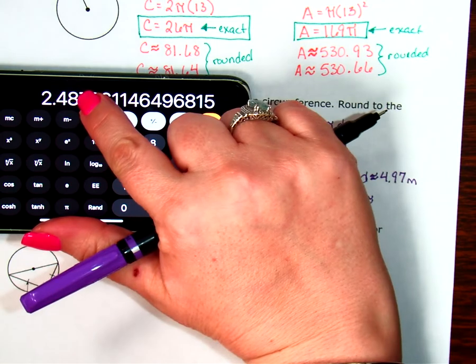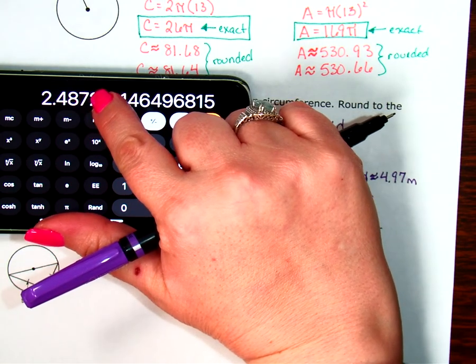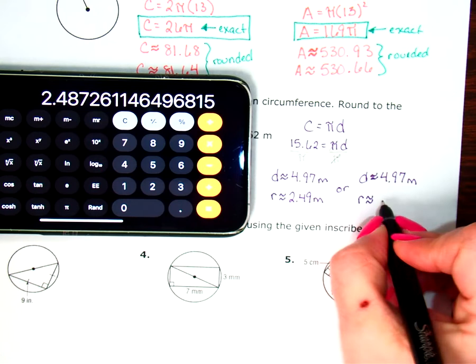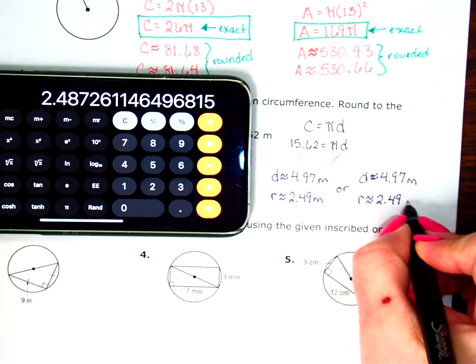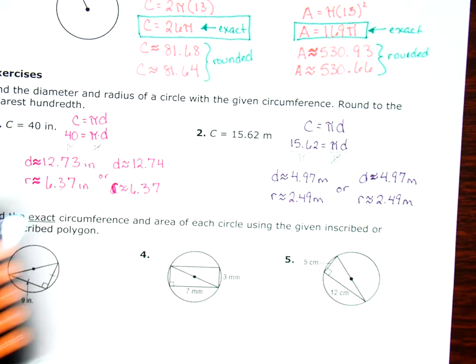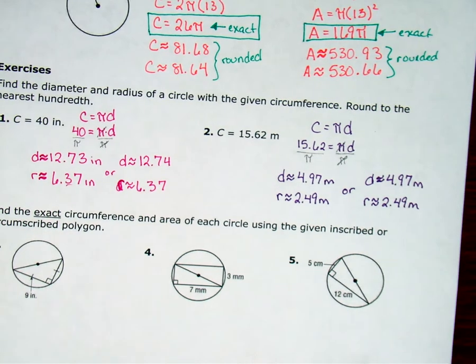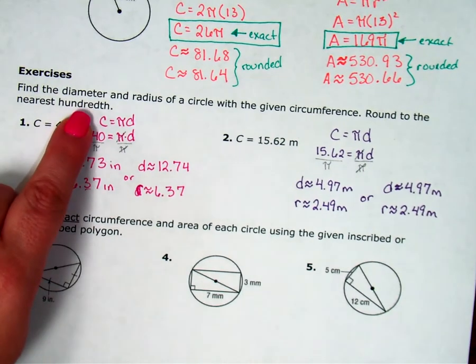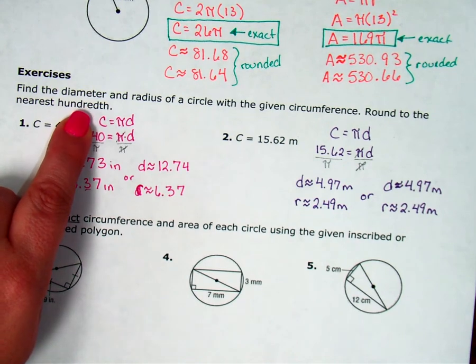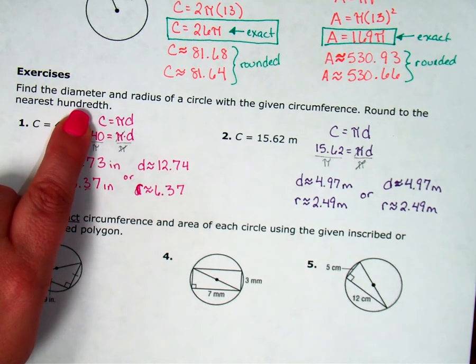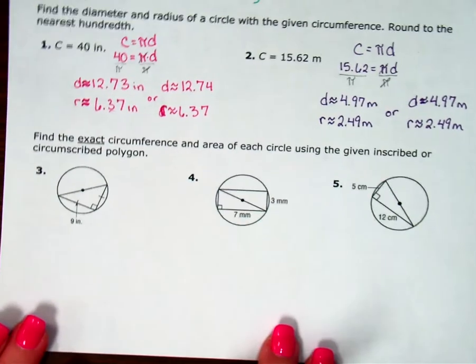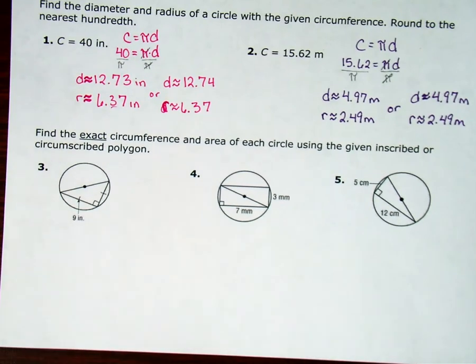And then again, 2.48 rounds up to 2.49 meters. Okay? Notice it's really close to 2.5 and it's really close to 5, but because it told me to round to the 100th, I need to follow those directions, and I need to round to 2 decimal places. Okay? Don't over round. All right, the next one says find the exact circumference and area, which means I am not going to be putting my pi button in the calculator, because I want exact.